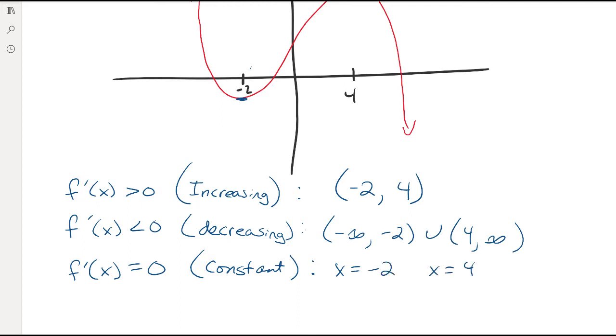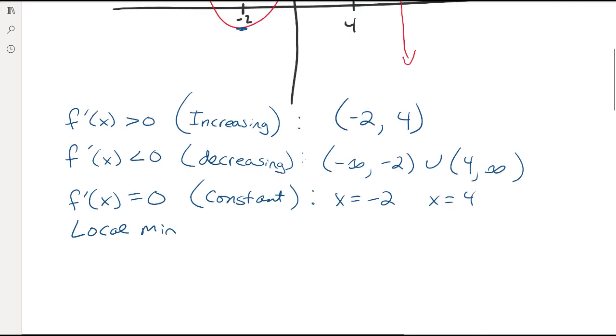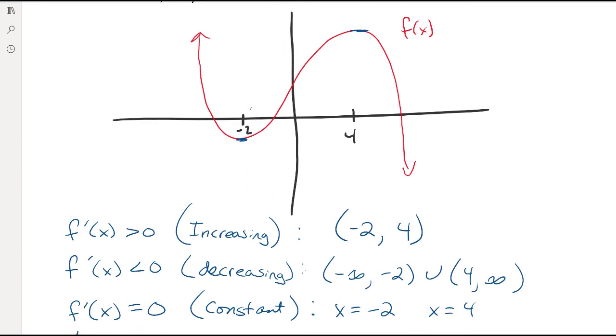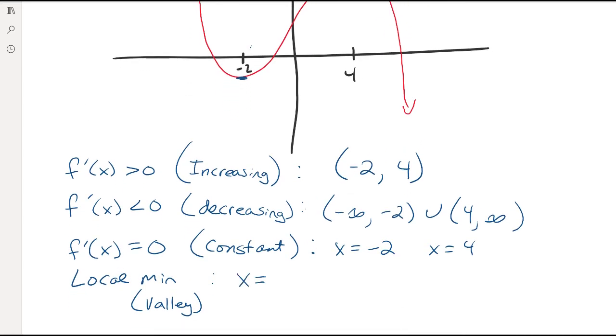In fact, -2 and 4 will be the location of a local min and a local max. That's going to come into play when we talk about the first derivative test, but let's specify these now. What if we're asked for the location of a local minimum? I want you guys to get in the habit of recognizing this: a local min, or relative min, is located in what I call a mountain valley. We need a valley in order to have a local min. That means we have decreasing on the left and increasing on the right. So x equals -2 is the location of our local minimum.